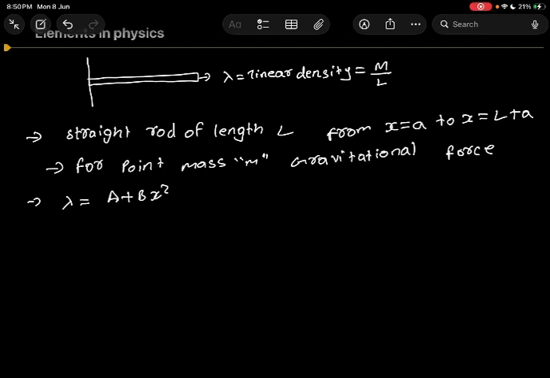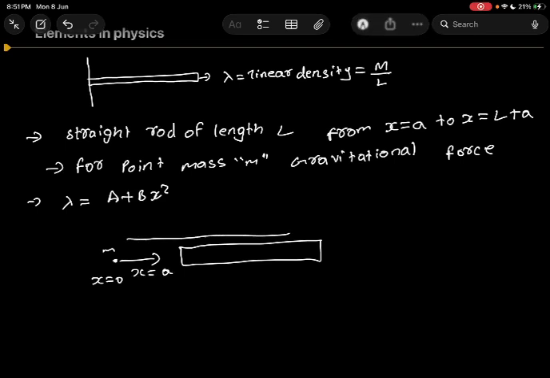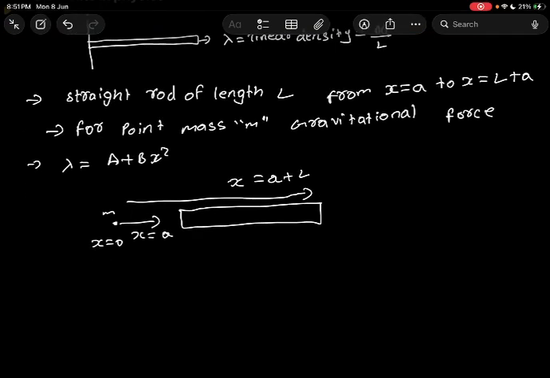Yeah. So there is a rod. There is a point mass at x equals 0. I forgot to mention it. At x equal to 0, a point mass M is there. So they are asking the gravitational force between them. So from x equal to A to x equal to A plus L, the length of the rod is L. I think you all understood that.